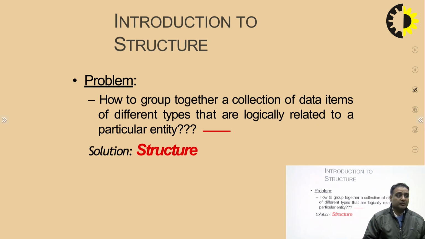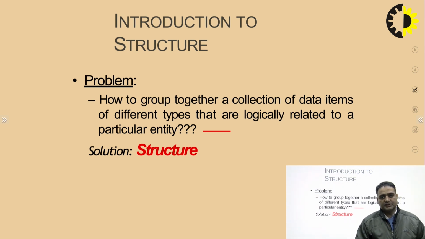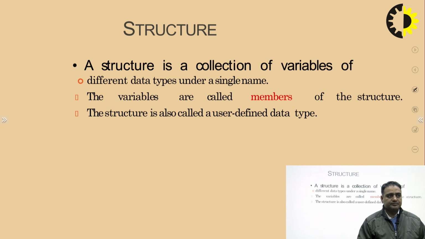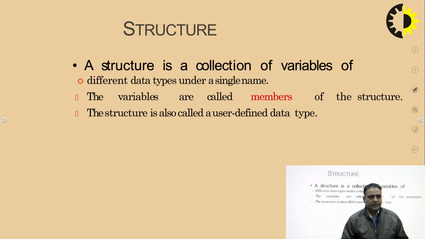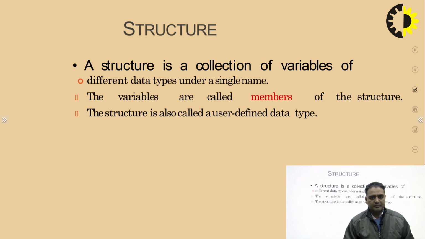How to group is the problem. How to group together a collection of data items of different types that are logically related to a particular entity? This is called a structure. Here we are discussing how you can define structures, how to declare structure variables, how to initialize them, and how we can use them in our programs. A structure is a collection of variables of different types under a single name, meaning a single tag name.